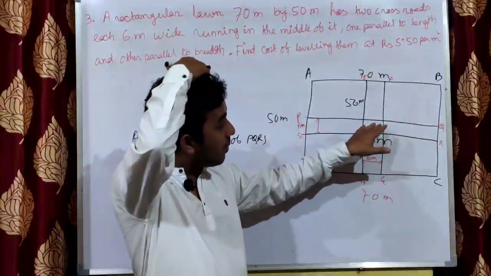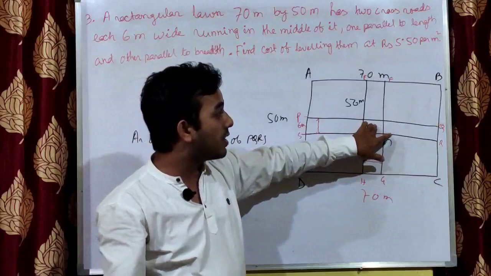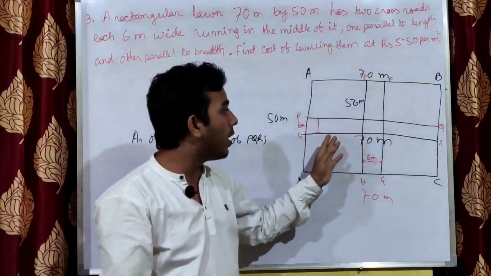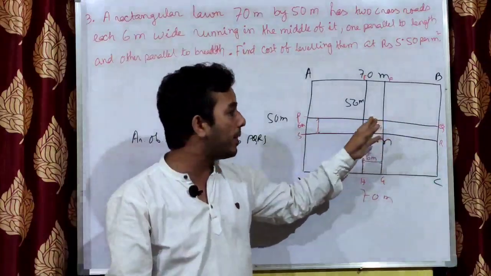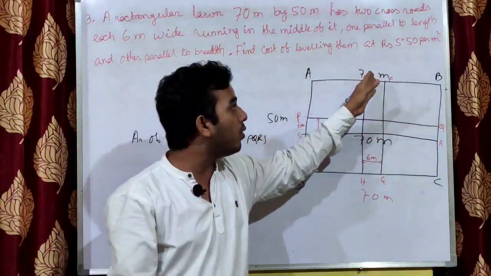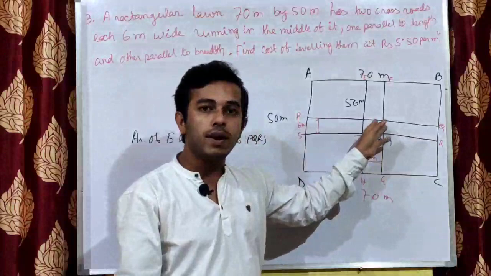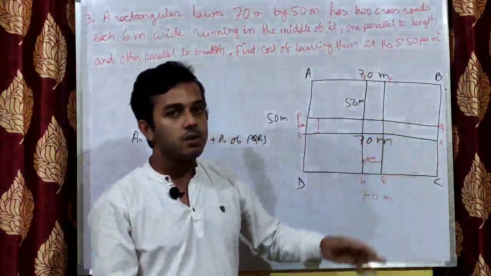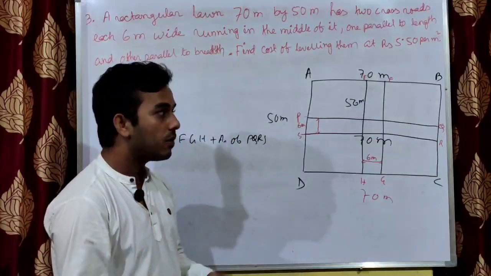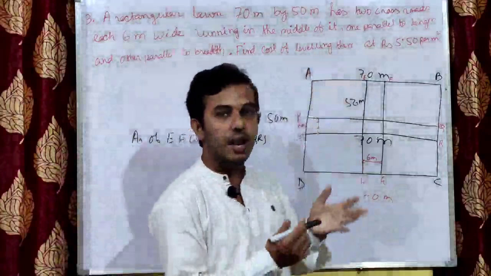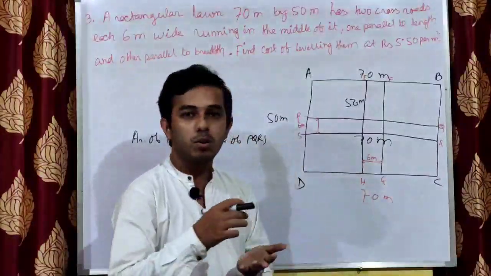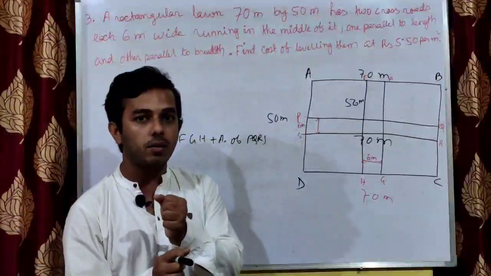मतलब क्या है, ये पार्ट दो बार आ जाएगा ना. First time when we find the area of PQRS, we'll cover this area one time. Then again when we find the area of EFGH, we'll cover this area again. So this area will come two times. But the question asks that we level the road one time, not twice, right?